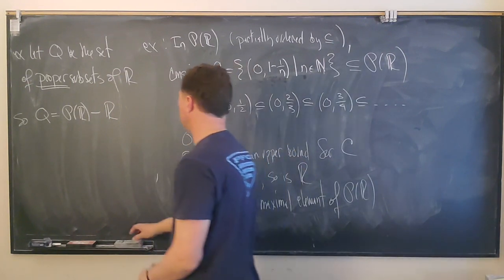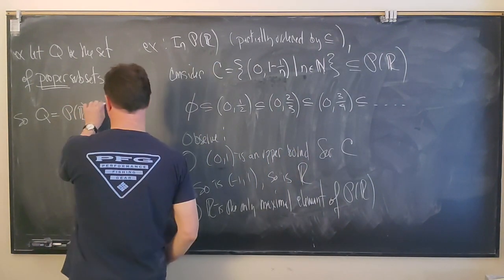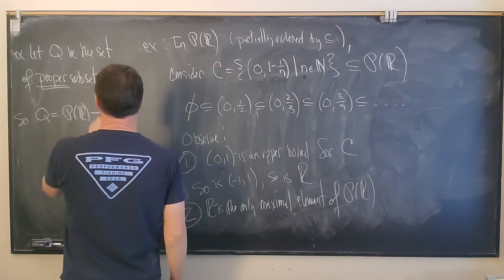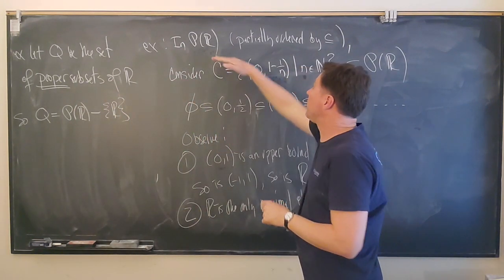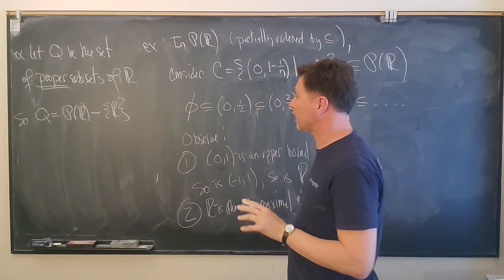Oh, I guess I mean, the set containing R. All right, so what I want to do is delete R from this list right here, so I only want proper subsets.